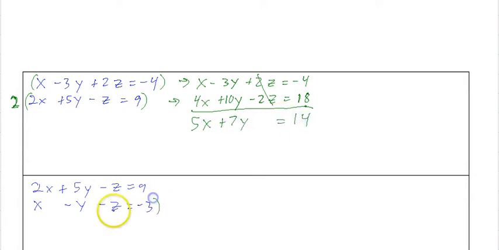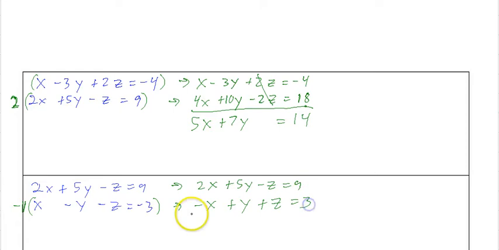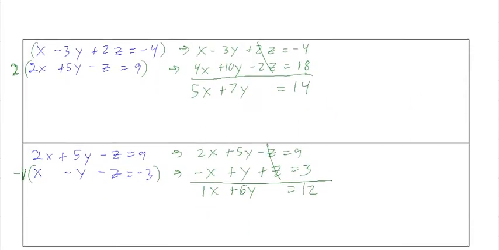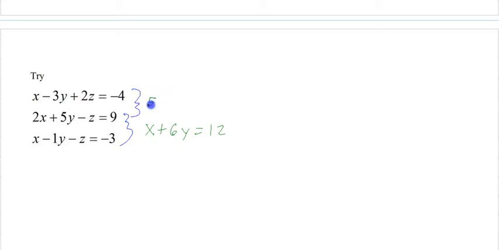Okay, and then down here, we just need a negative 1 on that one. So 2x plus 5y minus z equals 9, and then negative x plus y plus z equals 3. Add them up. Okay, and then there's our two equations. So we have x plus 6y equals 12, and then 5x plus 7y equals 14.